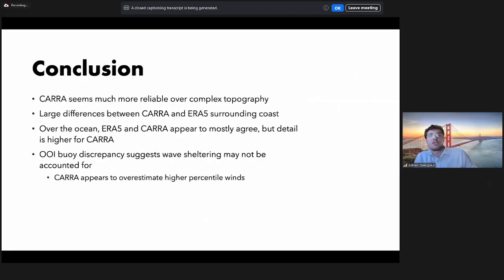So in conclusion, what does this all mean? It can be concluded that Kara's model's high resolution tends to be more reliably detailed for 10-meter wind speeds in close proximity to variable topography, which was the first or the second figure I showed. But over flat terrain and over open water, no differences. But there actually might be quite a difference for significant wave height. So we think wave sheltering is actually leading to higher percentile winds not being accurately represented in the reanalysis models.